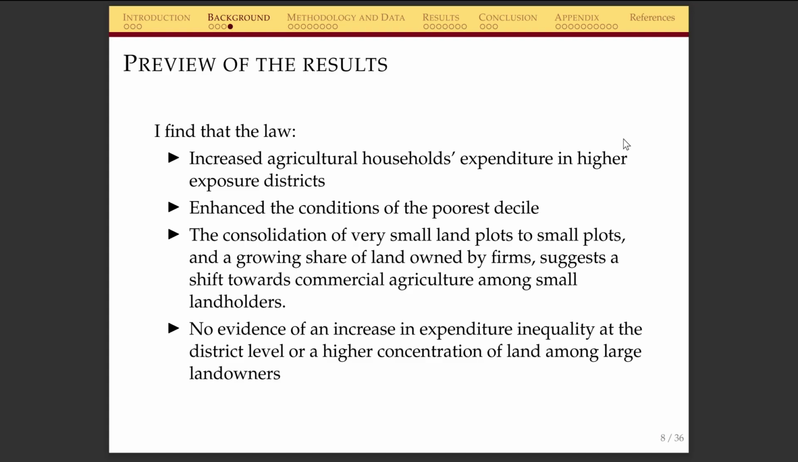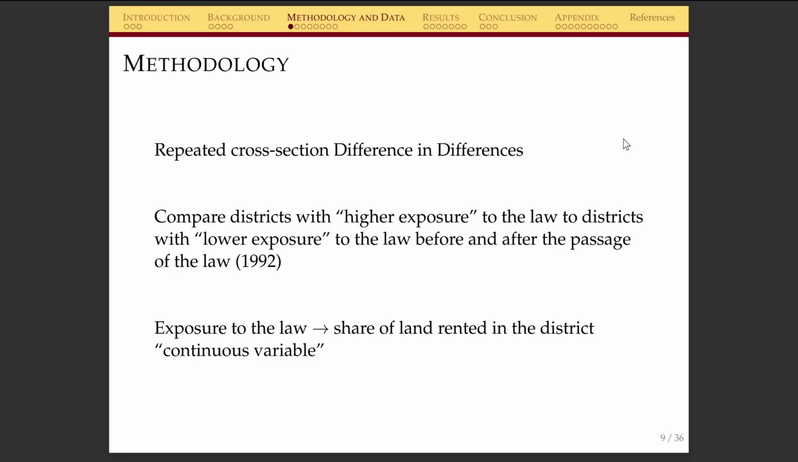Very quick preview of the results. I find that the law increased agricultural households' expenditure in higher exposure districts, and it enhanced the conditions of the poorest decile. The consolidation of very small land plots into small plots, in addition to a growing share of land owned by firms, suggests a shift toward commercial agriculture among small landholders. And there was no evidence of increased inequality or a higher concentration of land among large landowners.